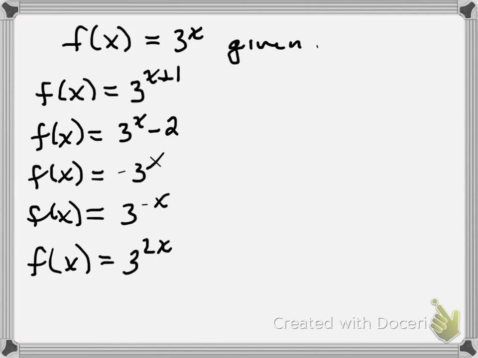So f of x equals 3 raised to the x plus 1. We're adding 1 to the x. So add to the x, go left. This is going to be a horizontal shift to the left, 1 unit. Then f of x equals 3 to the x minus 2. This minus 2 is on the outside, so it's going to be changing the y. So we're going to go down 2 units.